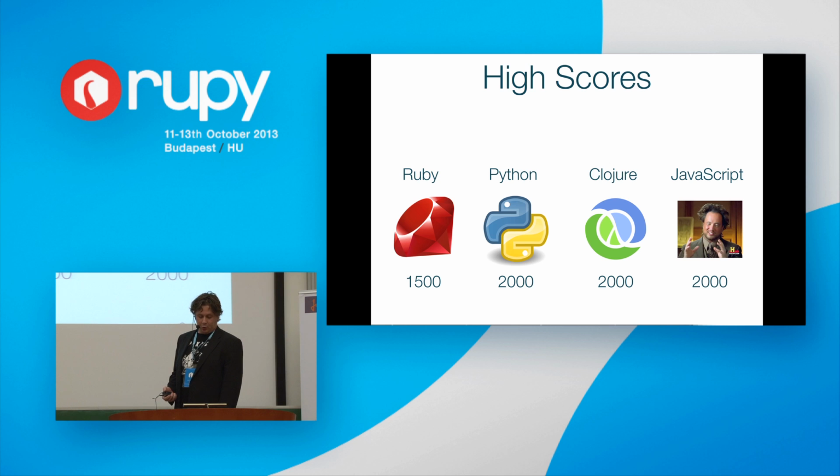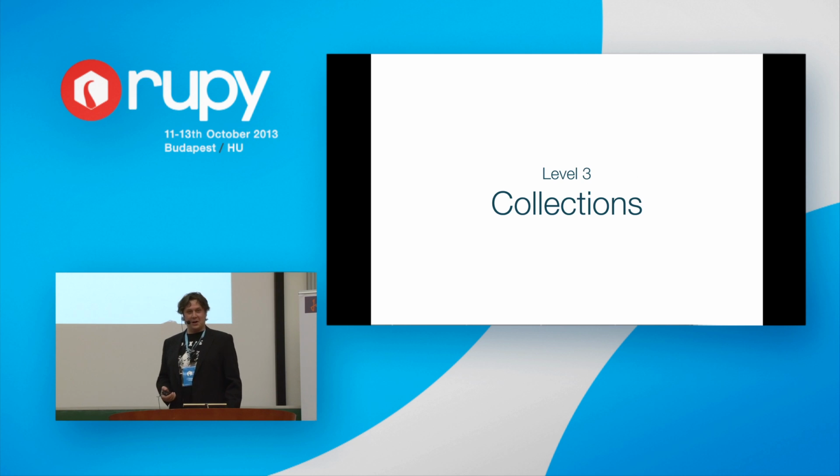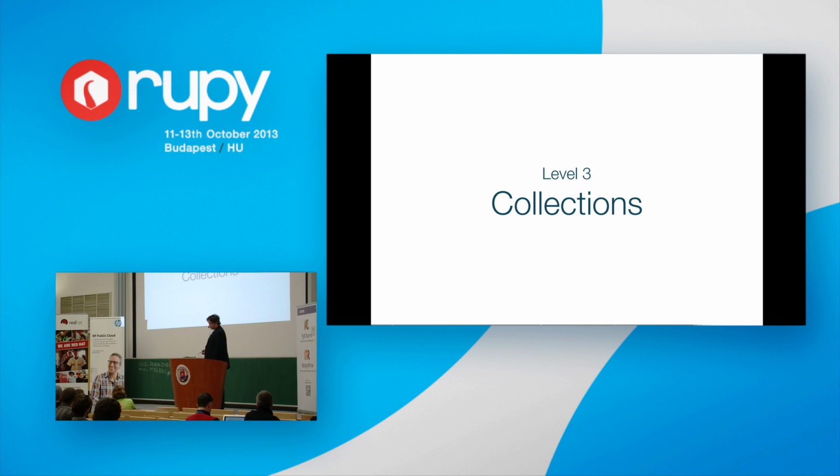I guess most people know where this is going, but let's go through it anyway. Level 3, collections, which is by far the most tough round, the final round, things like arrays and dictionaries and lists and hashes. How do they work in these languages? Let's start with the easy one.